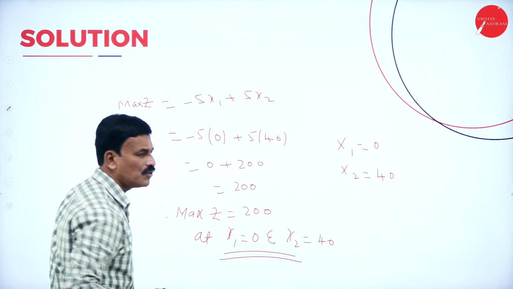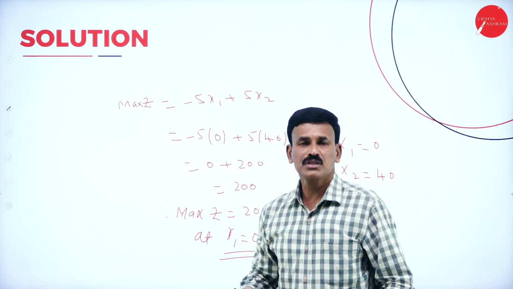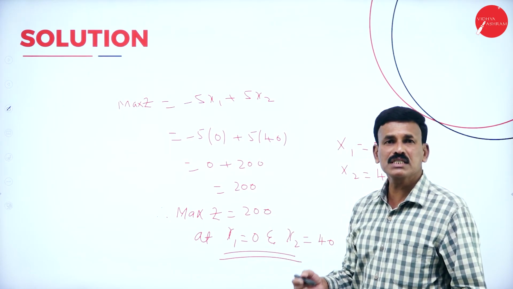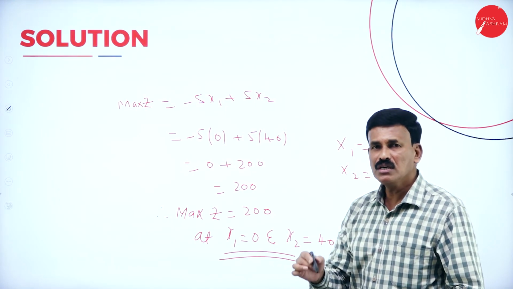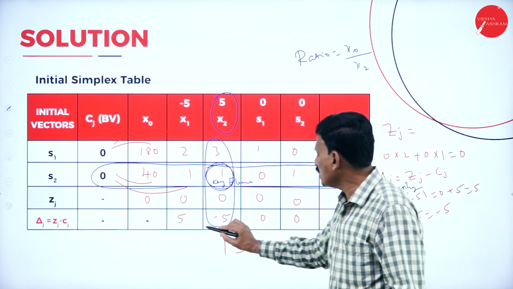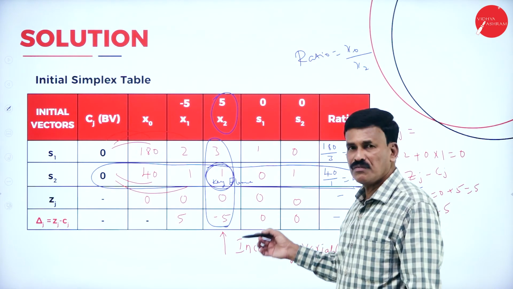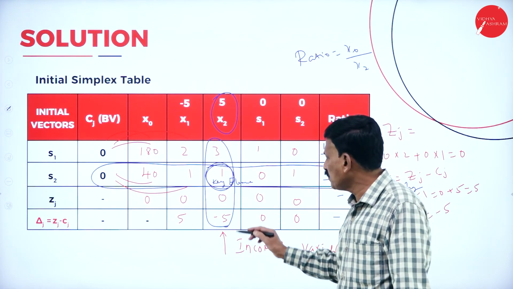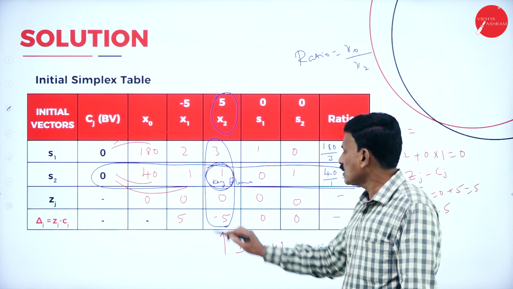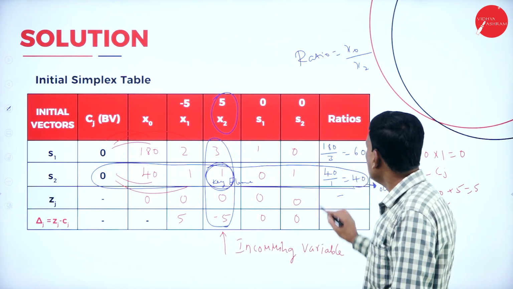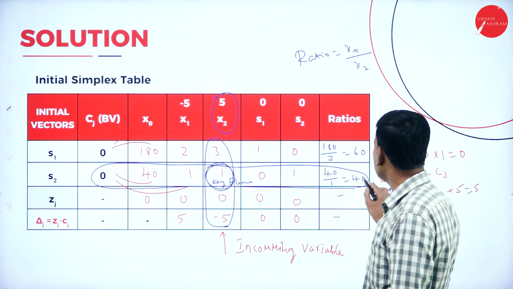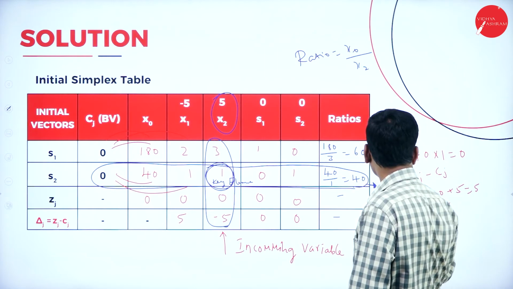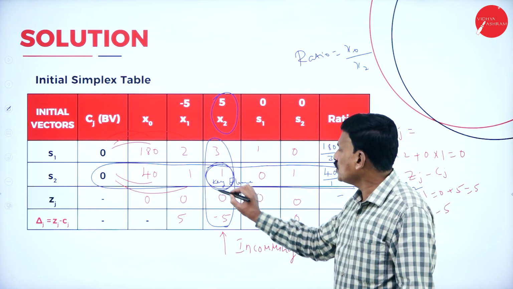So this is how we are going to solve a LPP using the simplex method. Just find out the initial simplex table and identify whether all the elements here are found to be positive. If it is positive, the optimality is reached. If it is not positive, identify the least negative and consider that as the incoming variable. Find out the ratios and identify the least positive in the ratio column and consider that as the outgoing, and find out the key element.